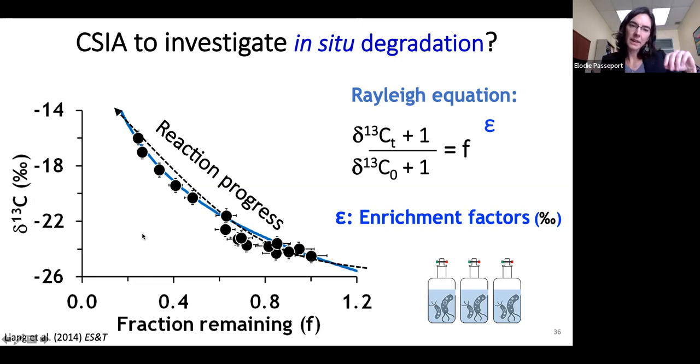Then you plot your data like this, and you can model this kind of relationship between the fraction of the compounds, or the concentration, and the delta value through the Rayleigh equation. And as you know the fraction of remaining compound through your concentration analysis, and you know your delta values, you can estimate this parameter epsilon, which is called an enrichment factor. And the larger the magnitude of epsilon, the larger the isotope fractionation.